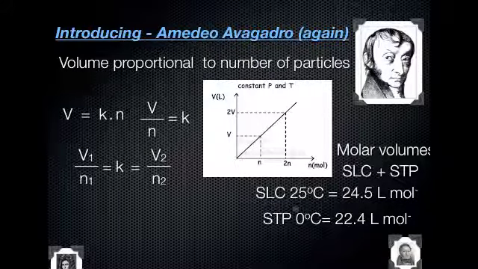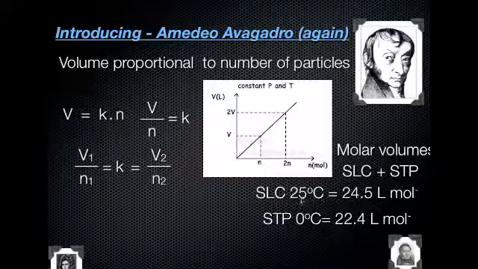Now, for standard laboratory conditions, we have a molar volume of 24.5 litres per mole. So no matter what the gas is, whether it be nitrogen, argon, or helium, 1 mole at 25 degrees Celsius and 1 atmospheric pressure will have 24.5 litres of volume. It doesn't matter what type of gas it is, 1 mole of that gas will always occupy a set volume. For standard temperature and pressure, 1 mole of gas will always occupy 22.4 litres.